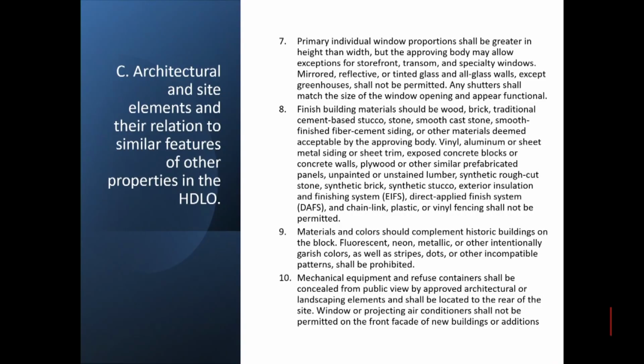Materials and colors should complement the historic buildings on the block. Fluorescent, neon, metallic, and other intentionally garish, that's one of my favorite words, as well as stripes, dots, and other incompatible patterns shall be prohibited. And then finally, mechanical equipment and refuse containers shall be concealed from the public view. So these are things that we kind of do here in the regular code, but they're also re-emphasized here in chapter 134.